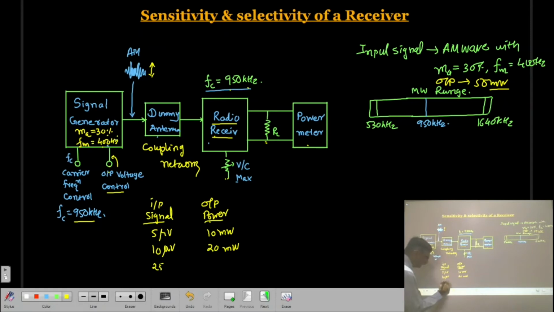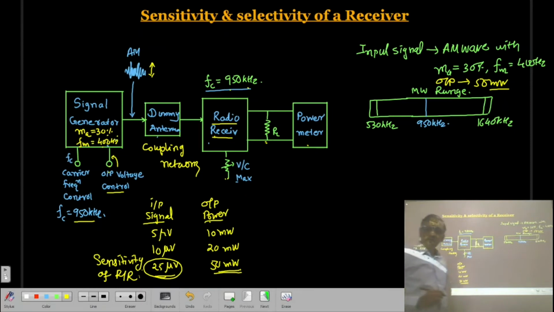Here again, if we apply 25 microvolt, at this input the radio receiver is generating an output power of 50 milliwatt. So, my desired output power, or the standard output power for the AM receiver, is 50 milliwatt, and my required input signal is 25 microvolt. So, this 25 microvolt is known as the sensitivity of the radio receiver.